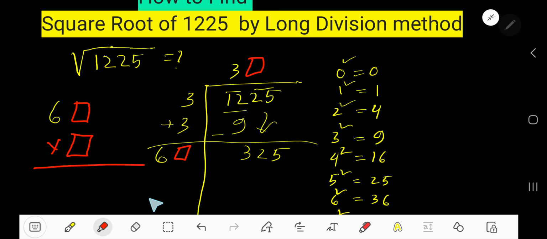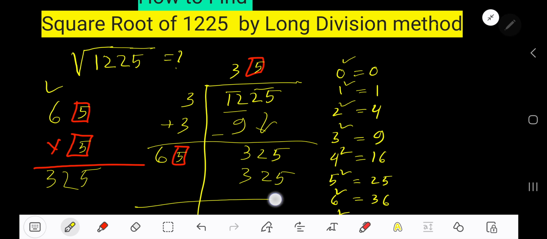So what will happen? Look, if you place 5 here, then what will happen? Check. 5 times 5 is 25. Write 5, carry 2 to the next column. 6 times 5 is 30 plus 2 is 32, so 325. That is, if you place 5 here, 5 times 65 gives you 325, which is equal. So our guessing number 5 is correct. Subtract, 0. As our remainder is 0, we are done.